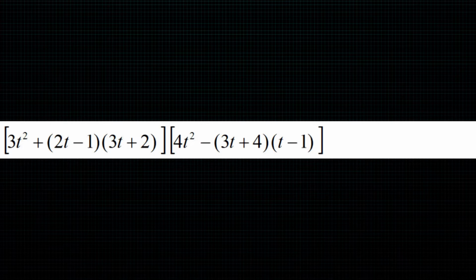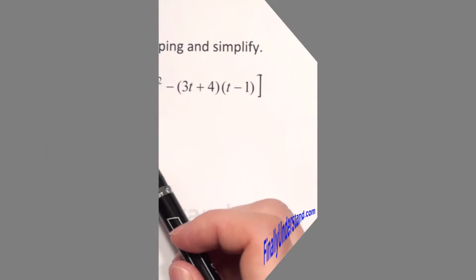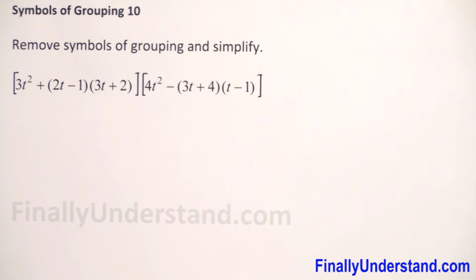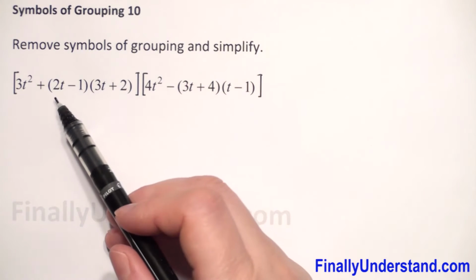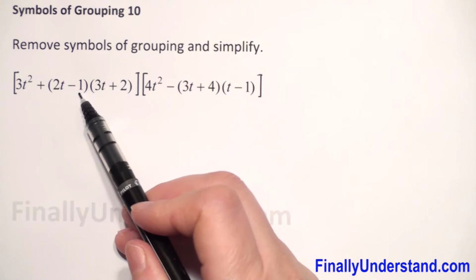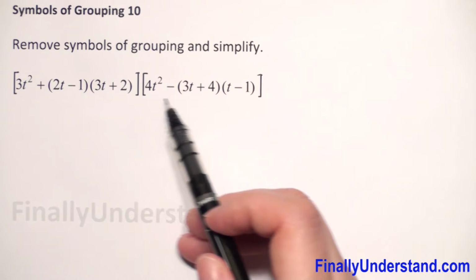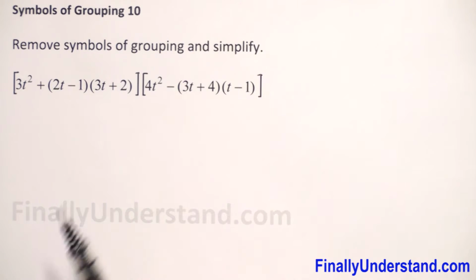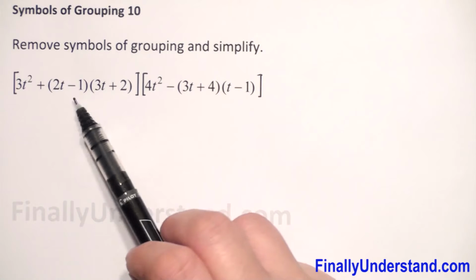We have to remove symbols of grouping and simplify. We have here parentheses and we have brackets. So first we have to do our operations which we can do in the parentheses. Because we have different terms, 2t, negative 1, 3t, 2, 3t, 4, t minus 1, so we cannot do anything in parentheses.